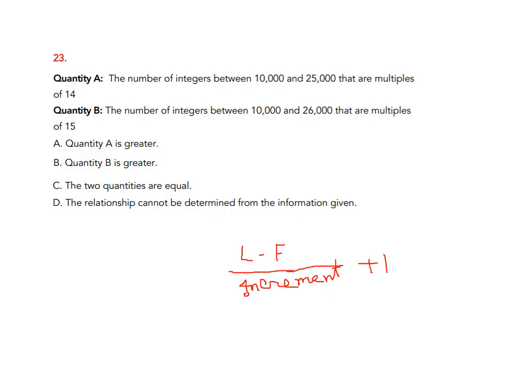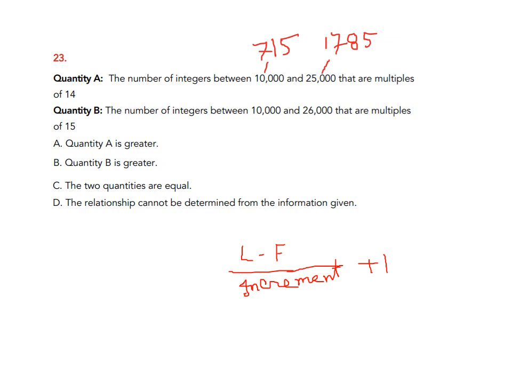At first, let us revisit the formula. What is the formula to find out the number of integers of the multiples? So last number minus first number divided by the increment, plus 1. So at first let us find out the last number and the first number. So divide 10,000 by 14. We'll get the first number 715, and divide 25,000 by 14. We'll get 1785.